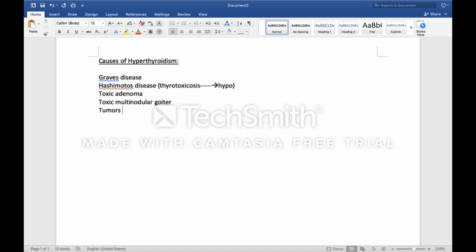Other things which can cause increased thyroid hormones, one is called De Quervain's thyroiditis. This is again inflammation of the thyroid, and most of the time it is associated with viral infection, and it will lead to more and more thyroid hormones in the body. There are also infections of the thyroid.